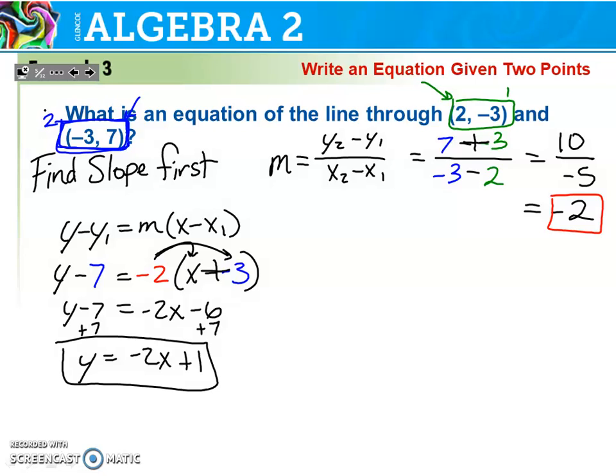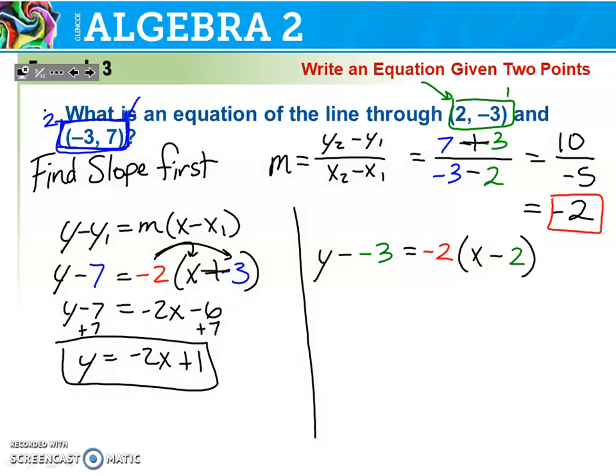Okay. And just to prove to you guys that it doesn't matter which points you use, we'll do the other one over here as well. I've got y minus, my y value here is a -3, equals our slope, which is -2, times x minus, and then our x value for this is a 2.